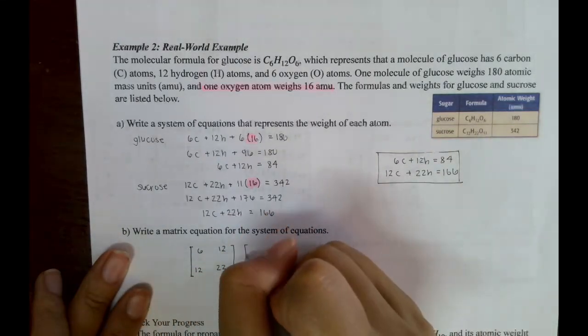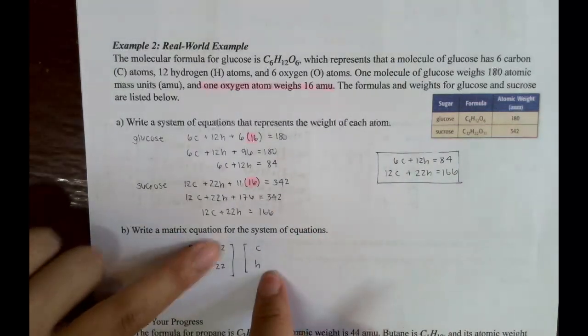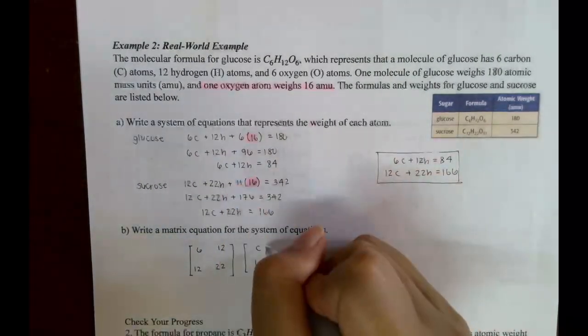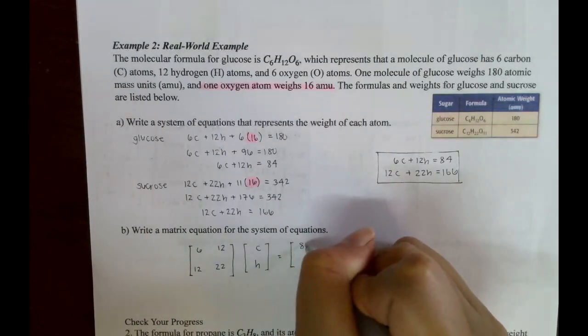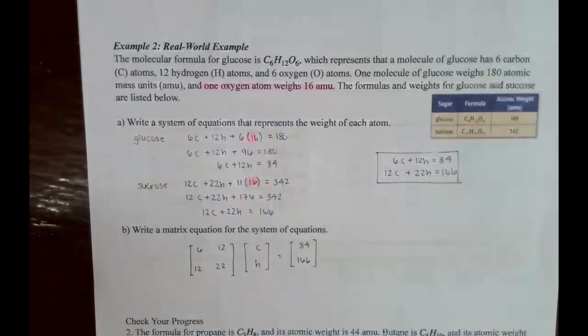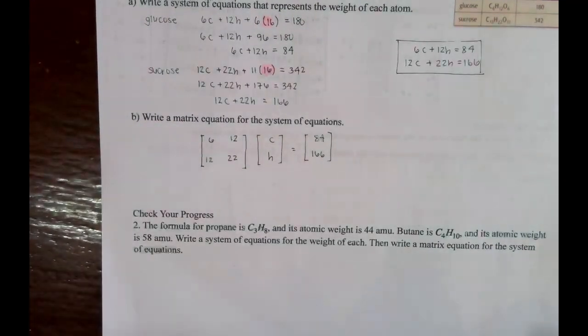For my variables, that's C and H, because 6C, 12H, 12C, 22H equals my constants, which is 84 and 166. Okay. So why don't you try check your progress too, and once you're done, come check your answer.